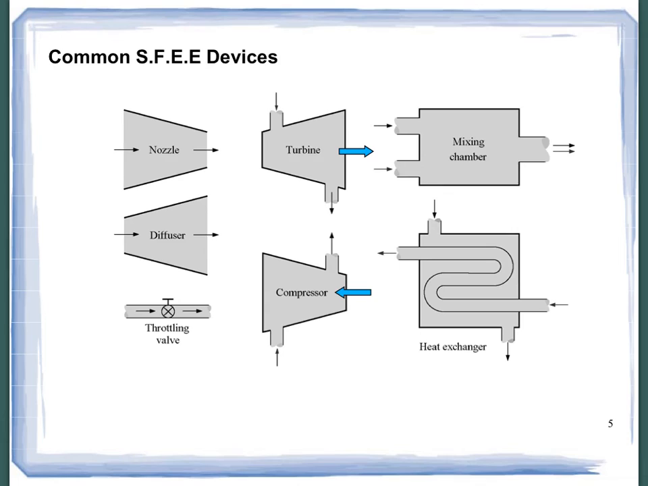Alright, before we go further with steady flow energy equations, we need to understand first what steady flow energy devices are and how they relate to your open system. In this topic, you are going to cover nozzle, diffuser, turbine and compressor, mixing chamber, heat exchanger, and also throttling device. But for your class, we are going to cover only these 5: nozzle, diffuser, throttling valve, compressor, and turbine.